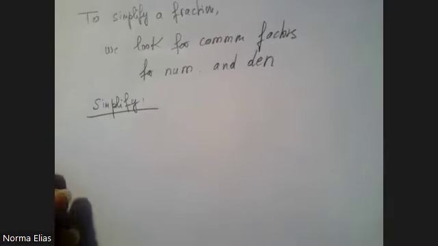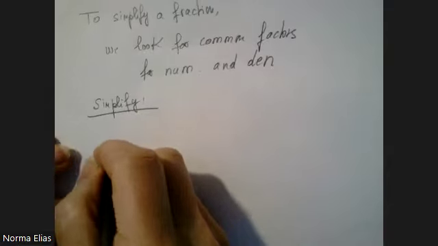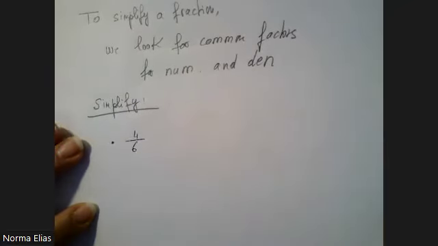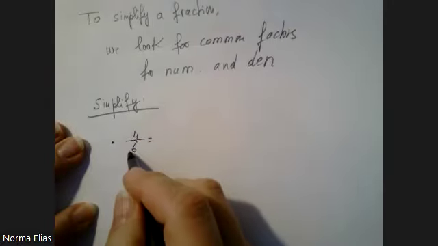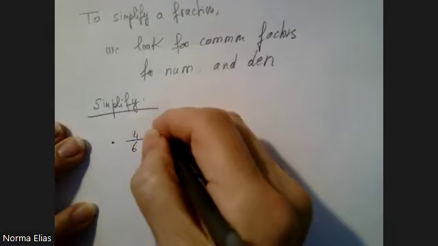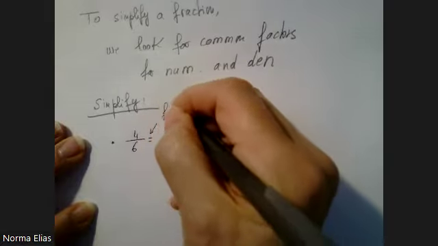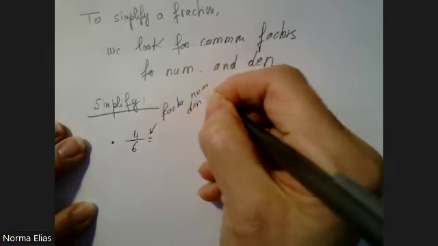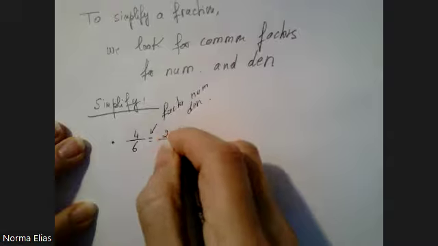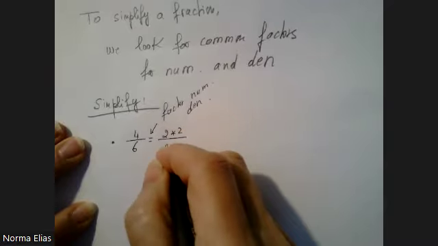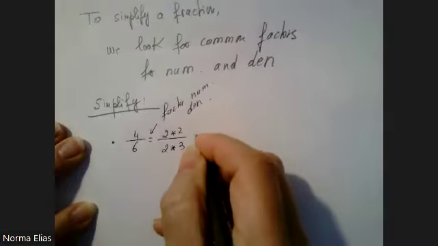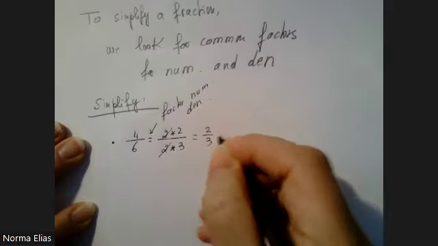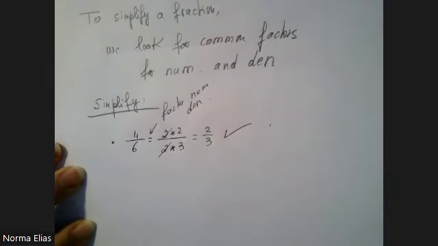All right, please work with the problem with me. I'm going to start with the easy one. 4 over 6. How can we simplify it? The only way to simplify it, we need to find if there is any common factor. So to be able to do that, we factor the numerator and denominator if possible. How can I factor this? That's 2 times 2 over 2 times 3. 2 and 2, they are multiplied. This is 2/3. So that's the idea of simplifying.